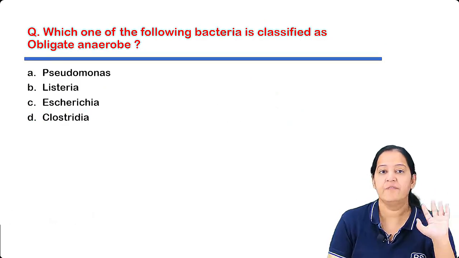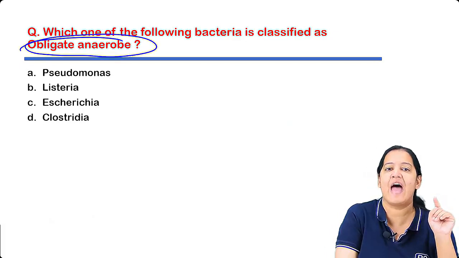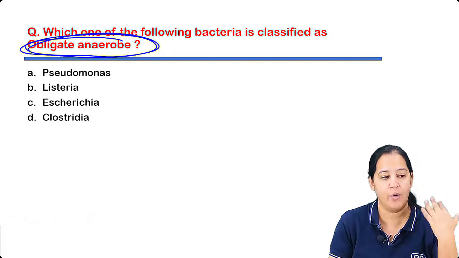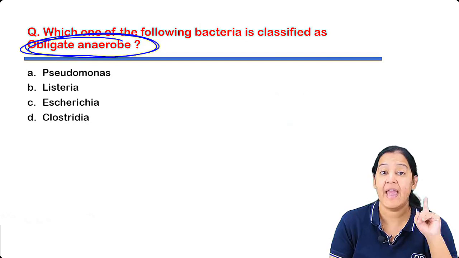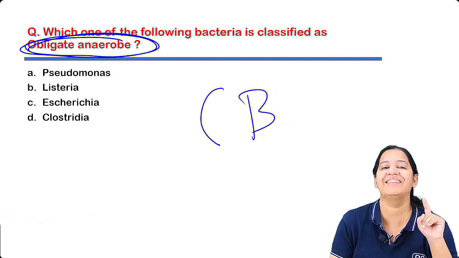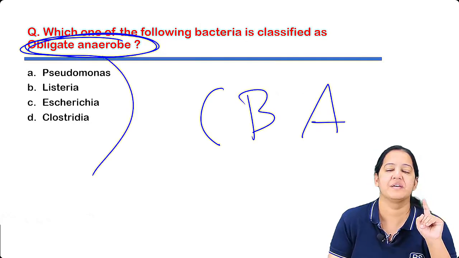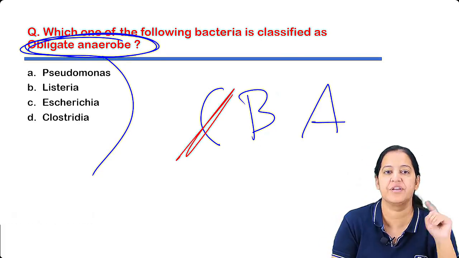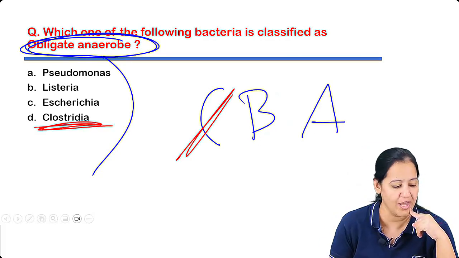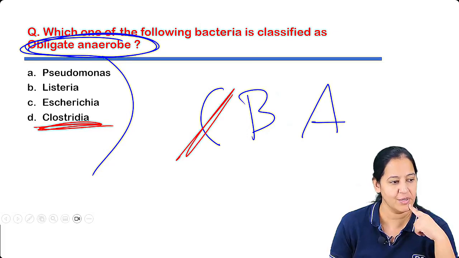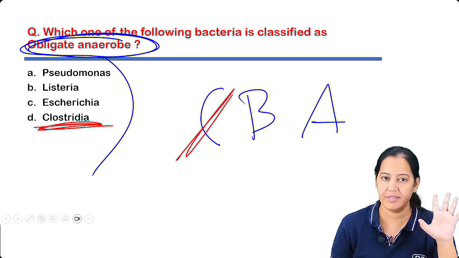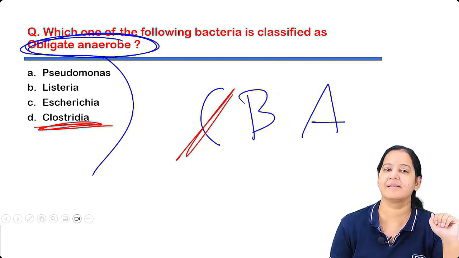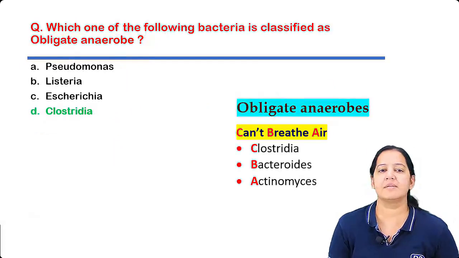Please read it. Which of the following is the obligate anaerobe? What is the mnemonic for obligate anaerobe? Anaerobe: can't breathe air. Look at the options. Which is coming in this mnemonic? What is the C of can't breathe air? Clostridium. So the answer is Clostridium. You all are absolutely right. I'm teaching you to apply the mnemonic. So the correct answer here is Clostridium.